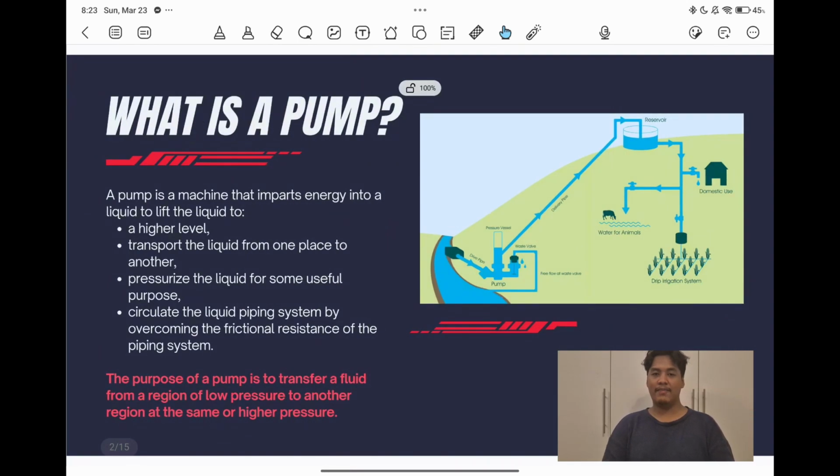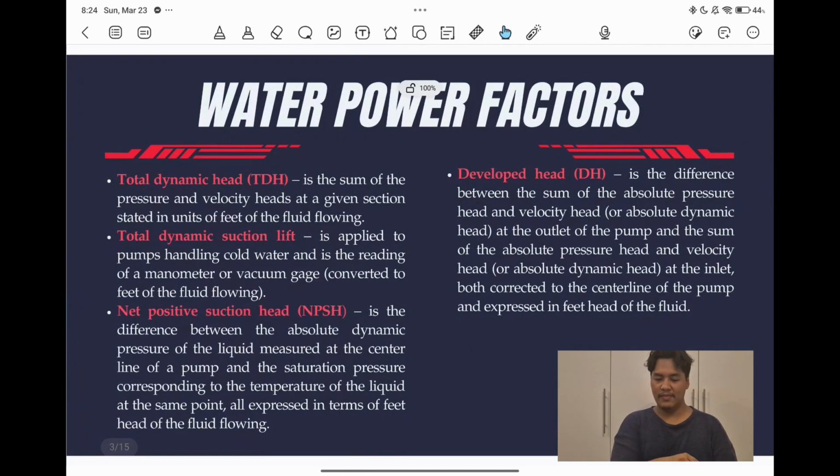So what is a pump? A pump is a mechanical device used to lift water from a lower elevation to a higher elevation, or from a lower pressure to higher pressure, or same pressure. Sometimes it's also used to increase the volumetric flow rate or allow water to flow. So, what are the water factors?